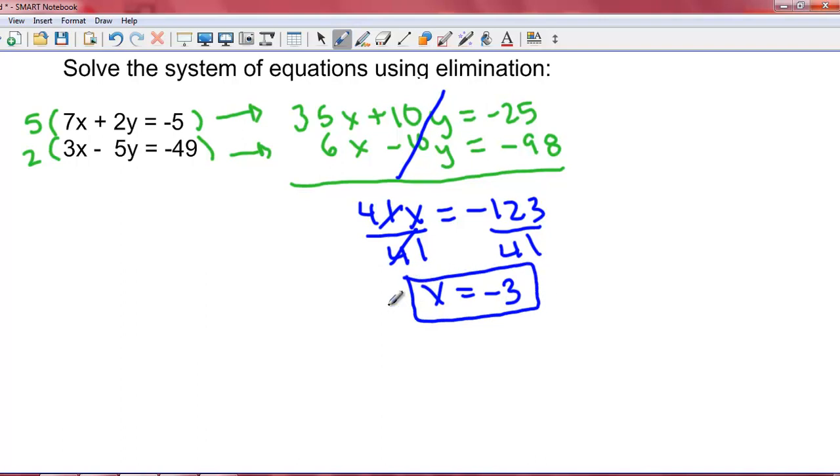Okay, so now we need to find the y value. So we can pick either equation, the top equation or the bottom equation, and substitute our solution in for the x. So let's use the top equation. I'm going to rewrite that over here. We have 7x plus 2y equals negative 5. But we know now that x is negative 3, so we're going to substitute that in for x.